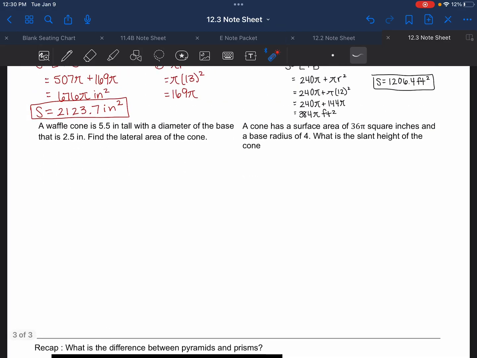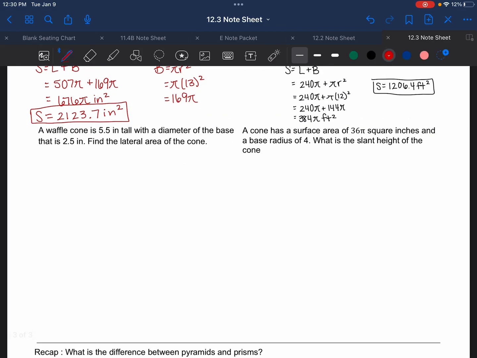All right, a couple more problems. A waffle cone is 5.5 inches tall with a diameter of the base that is 2.5 inches. Find the lateral area of the cone. Okay, so a cone, the top or the base would be there, right? If it's a waffle cone. The height, so from the center of the circle to the vertex, is 5.5 inches. And then the diameter is 2.5 inches.